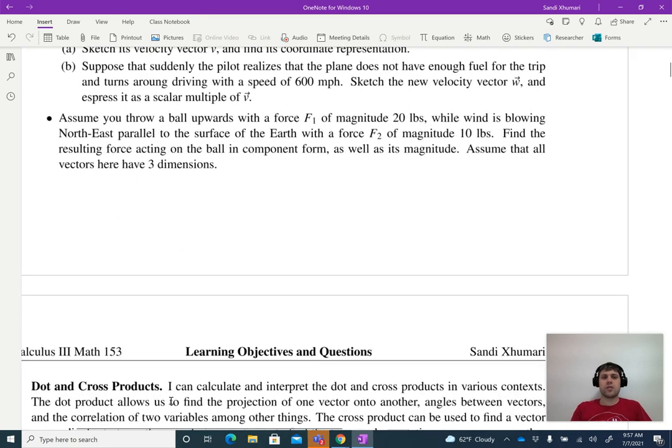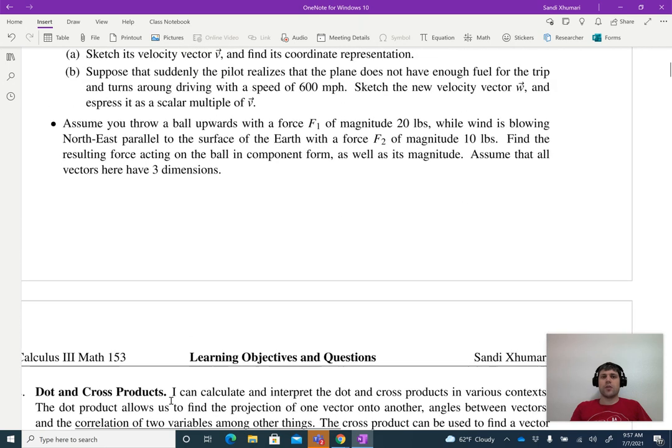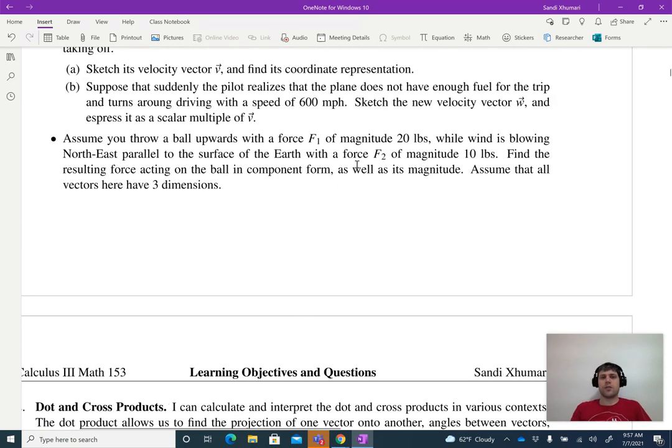So assume you throw a ball forwards with a force F1 of magnitude 20 pounds, while wind is blowing northeast parallel to the surface of the Earth with a force F2 of magnitude 10 pounds. Find the resulting force acting on the ball in component form as well as its magnitude. Assume that all vectors here have 3 dimensions.